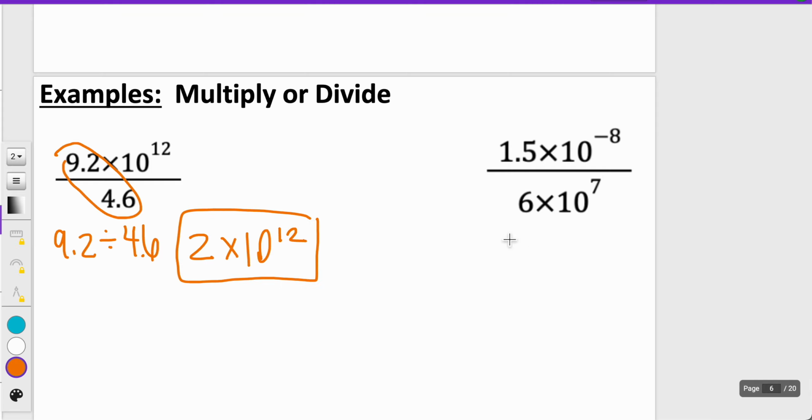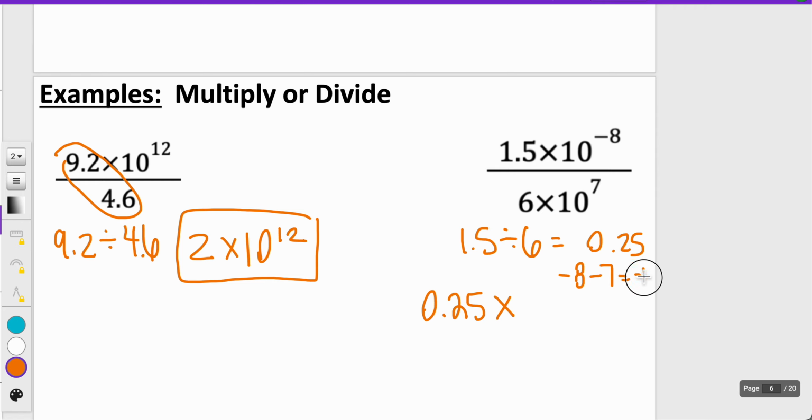Okay? The next one we have is 1.5 times 10 to the negative 8th over 6 times 10 to the 7th. Again, we would start by dividing our numbers. So 1.5 divided by 6 is going to give us 0.25. So that'll be the start of my number. Times, now that we have 10 to the negative 8th over 10 to the 7th, we're going to take negative 8 and subtract 7. We would get negative 15. So this is times 10 to the negative 15th power.